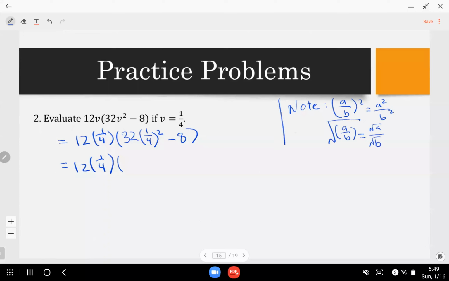So just a quick note here. Again, we're just going over the basics. We're going to learn more on this when we get to our exponent section, but it is good to make a note of this first. So when we get 1/4 squared, it's basically 1/4 times 1/4. That's going to be 1 squared over 16, okay? 1/16. So 32 times 1/16 minus 8.